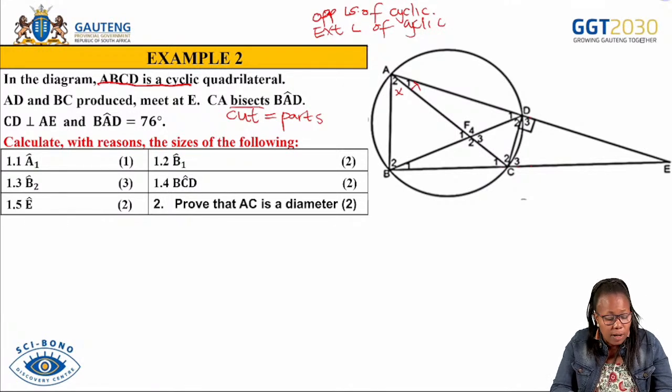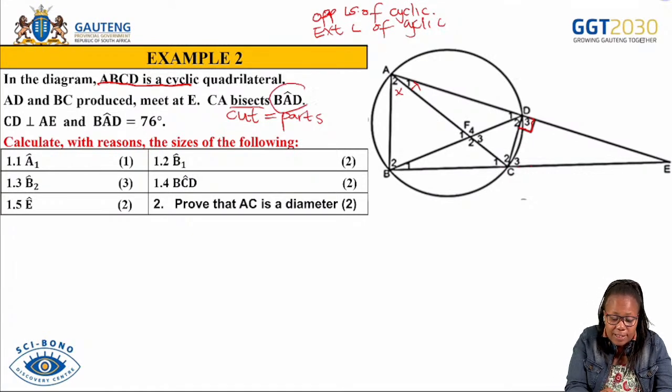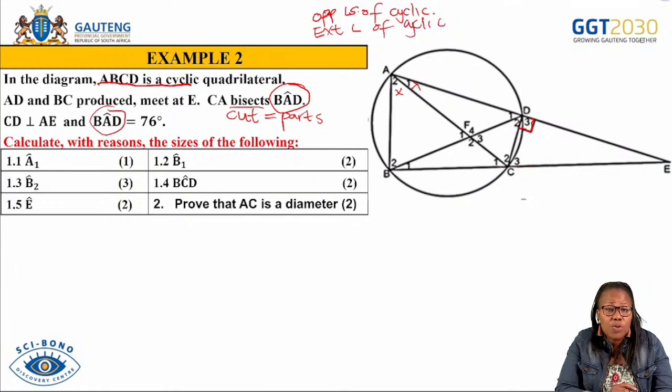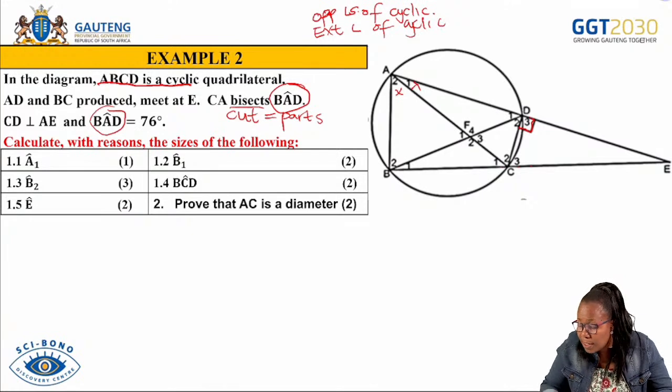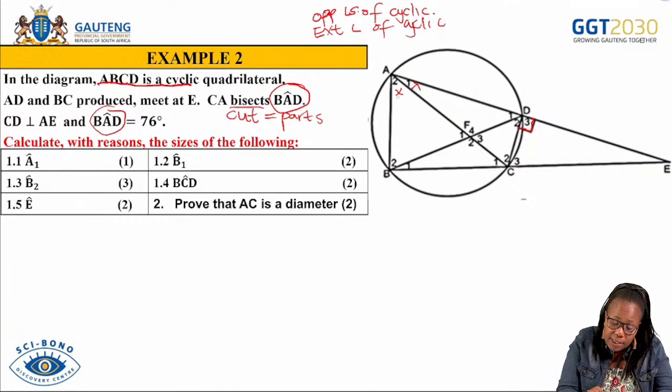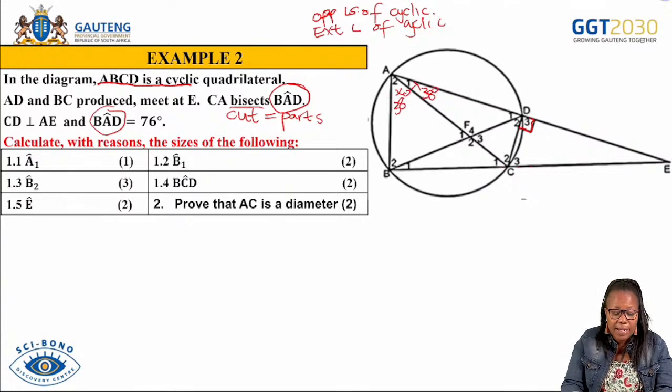And then CD is perpendicular to AE, CD perpendicular to AD. There's a cap there that is indicating 90 degrees. We are given that BAD, the one that they indicated is bisected there, is equal to 76. So if you are bisecting 76, cutting 76 into 2 equal halves, each angle there will take how much? 38 degrees. Therefore, each of these will be 38 degrees because it is bisected.